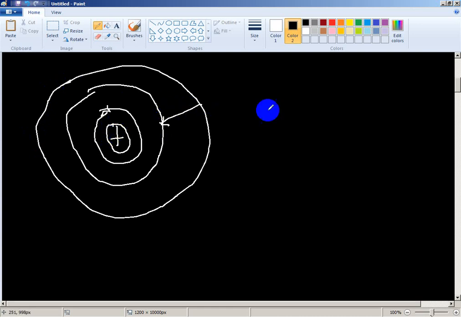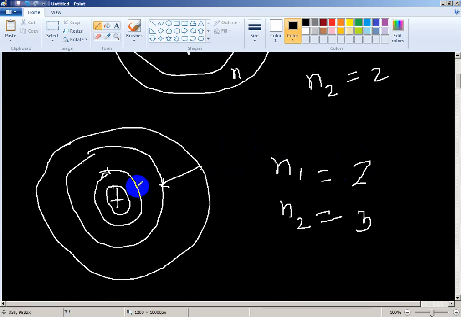Okay, I show another one. This is the nucleus. Which one is N1 and N2? N2 is 3. Good. So here in means N1, and out, where the electron is, is N3. This is energy level 1, 2, 3. So 2 is in and 3 is out. Okay, thank you.